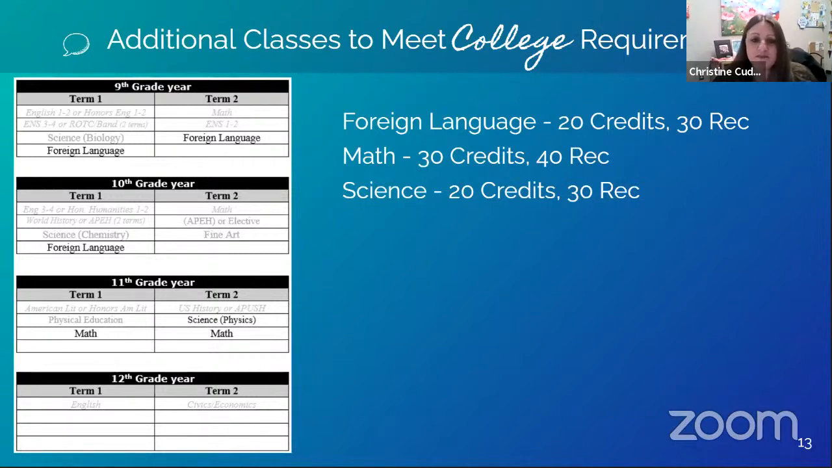And then science, we have your biological science and your physical science already on there because those were graduation requirements. Again, the colleges recommend a 3rd year. So if you can fit that additional science class in, that's good to put in there as well.